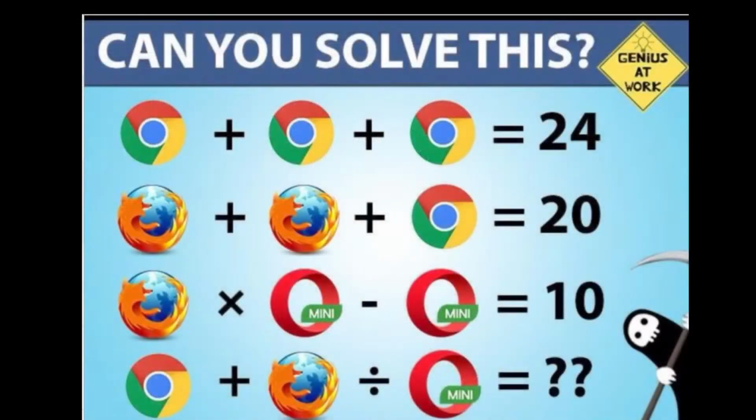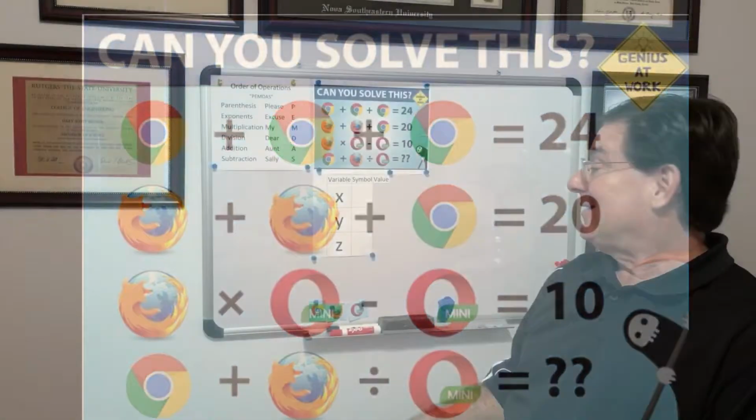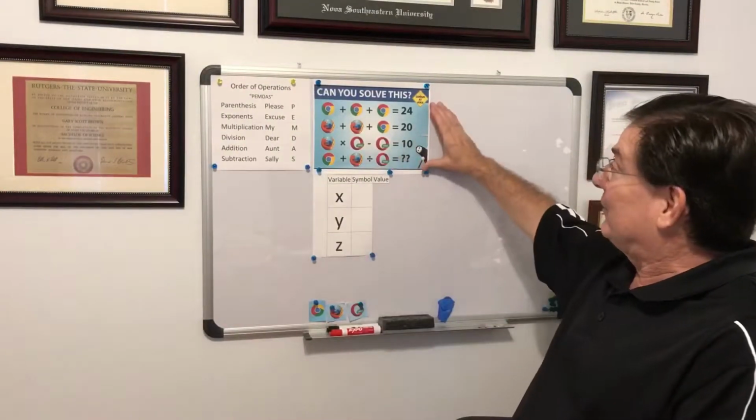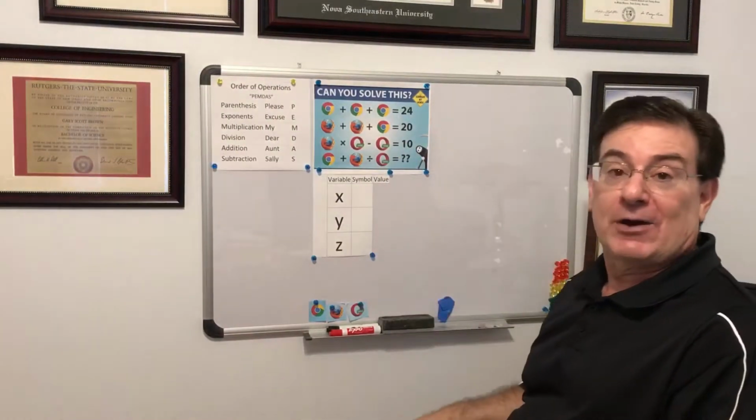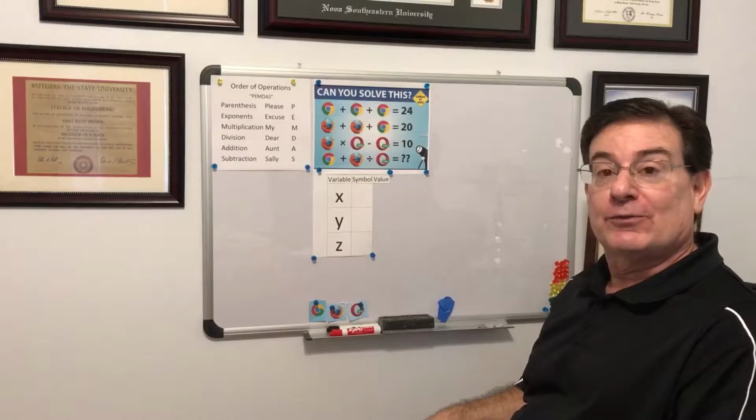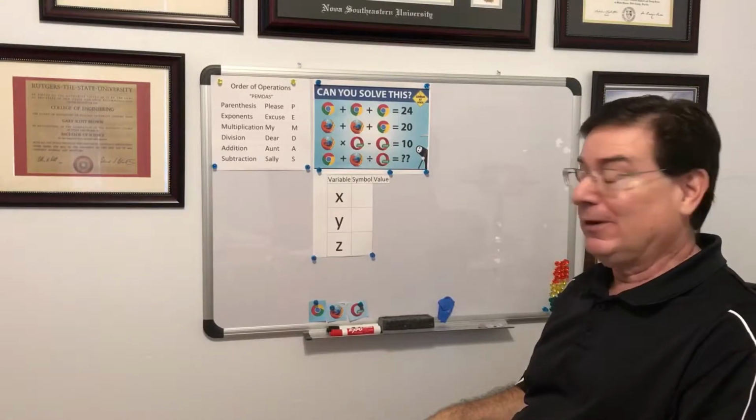Let's have fun. This is the puzzle we are going to solve today. It has symbols for the Chrome, Firefox, and Opera web browsers. Pay close attention to the mathematical symbols. I have the puzzle here. Can you solve this? It has various web browsers, Chrome, Firefox, and one called Opera.